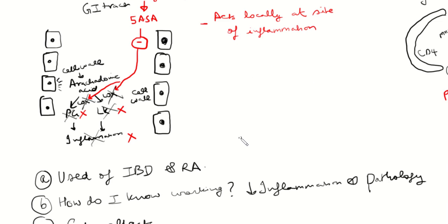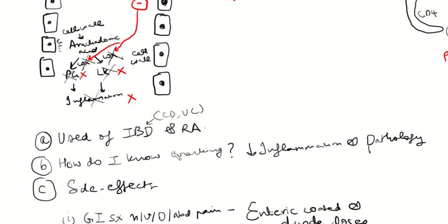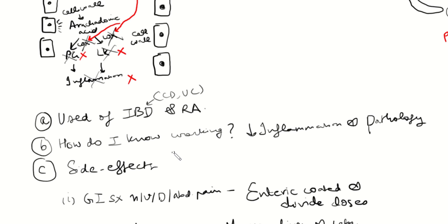Easy, right? What is it used for? Rheumatoid arthritis and inflammatory bowel disease. We're going to talk about Crohn's disease and ulcerative colitis. So it's used a lot for that purpose, and of course for rheumatoid arthritis as well. How do I know it's working? Decreased inflammation and disease process. So if it's bloody diarrhea, it may get better. If it's joint pain and joint swelling, it may get better.